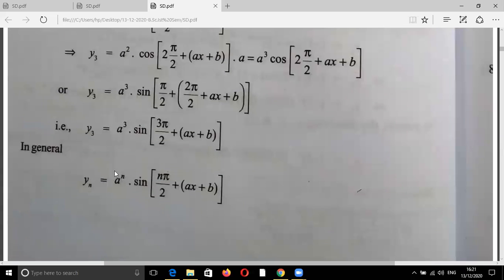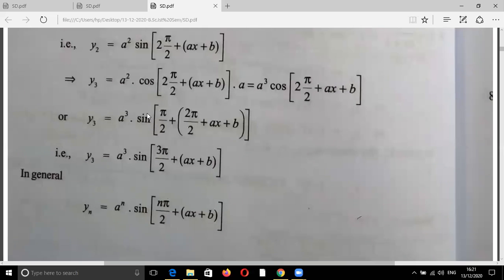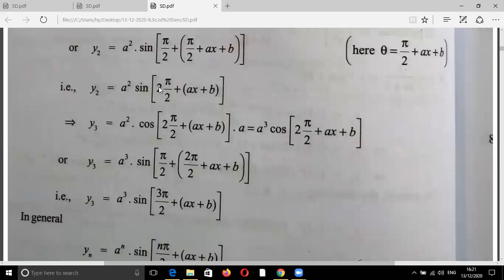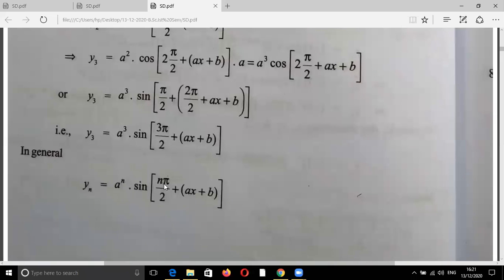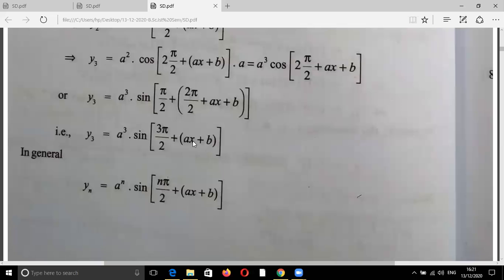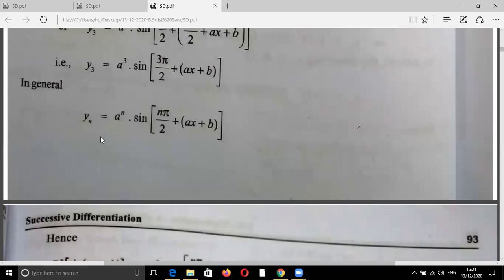That means you can write yn = a to the power n, and here also sin 3 pi/2 has 3 into pi/2, y2 has 2 into pi/2, and y1 has 1 into pi/2. The same way, yn has sin(n pi/2 + ax + b), and ax + b is the same for all the cases. Now this is the nth derivative. If y = sin(ax + b), the nth derivative is given by yn = a to the power n into sin(n pi/2 + ax + b).